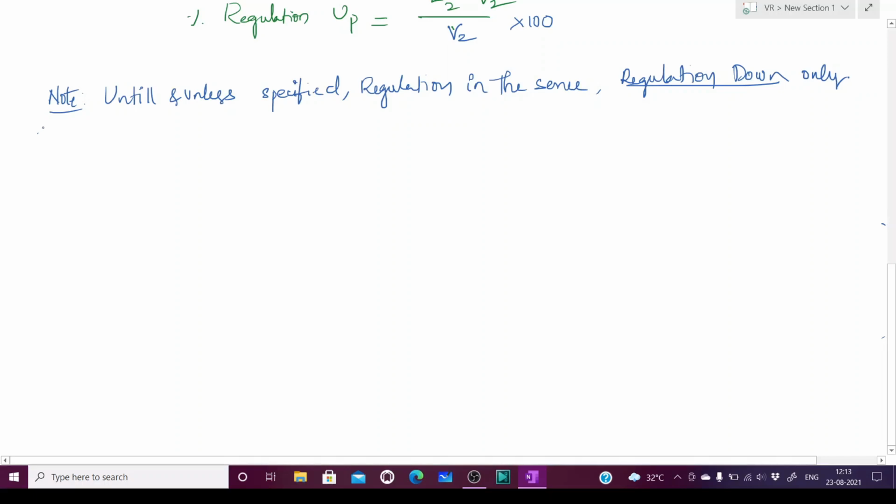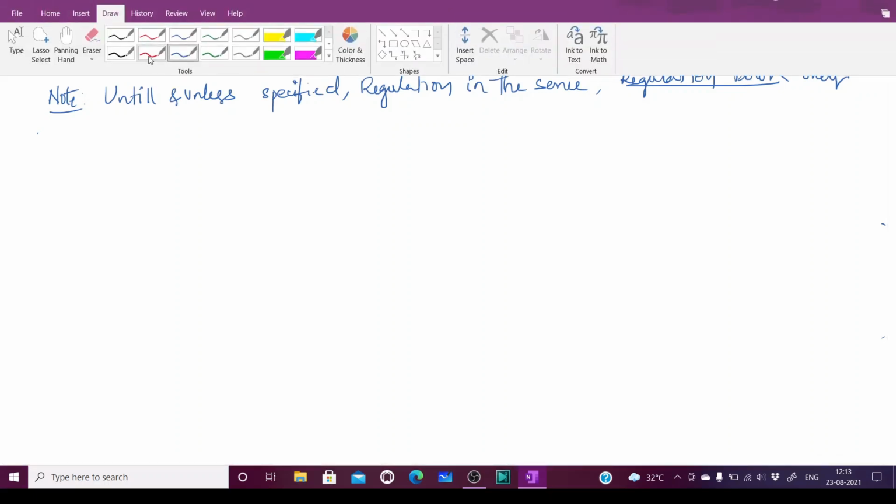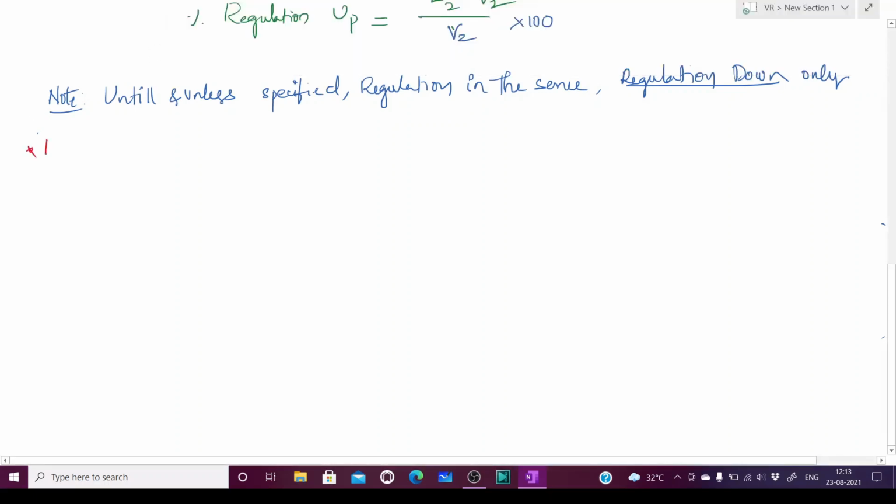Okay, so let us determine the voltage regulation for lagging power factor of the load. Voltage regulation of transformer at lagging power factor load.